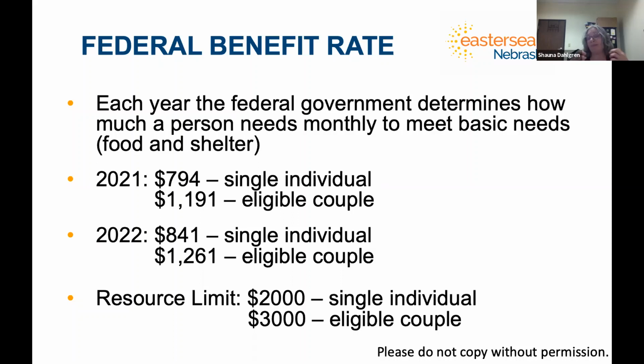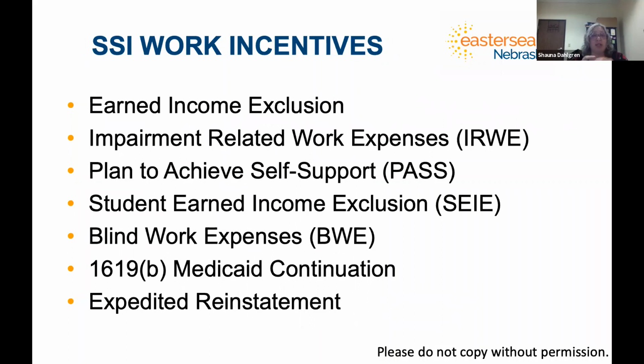And again, this may not sound like a lot of money, and it's really not, but it is intended to meet those basic food and shelter needs for a single individual. You'll also see there the resource limit of $2,000 for a single individual, which is the maximum amount of money a person can have in any combination of accounts. So it's not just each account at $2,000, but any combination of accounts for $2,000, with some exceptions. If you receive even the maximum amount, that's not a lot of money to live on every month, so it can be very beneficial to a person's bottom line to actually work.